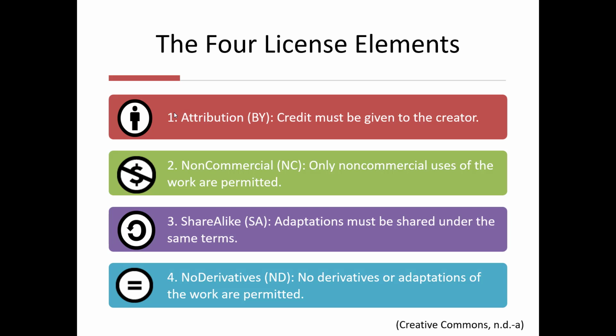The four elements of the Creative Commons license. The first is attribution. That's the people symbol. The second part is non-commercial, so only non-commercial uses of the work are permitted when that symbol is used. The next is share alike, so adaptations must be shared under the same terms. The other is no derivatives, so no derivatives or adaptations are permitted when there's that equal sign.